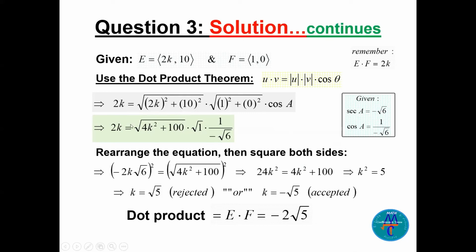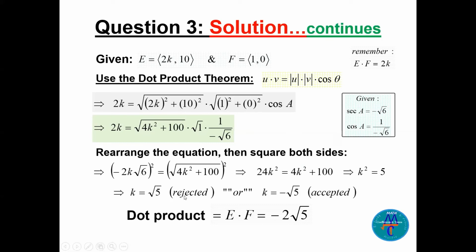So I can write it here. Now rearrange all this equation. If you multiply by minus square root of 6 on both sides, you get minus 2k square root of 6 is equal to the square root of 4k squared plus 100. Square both sides, you will get 24k squared is equal to 4k squared plus 100. k squared will be 5. So we have k values plus or minus square root of 5.